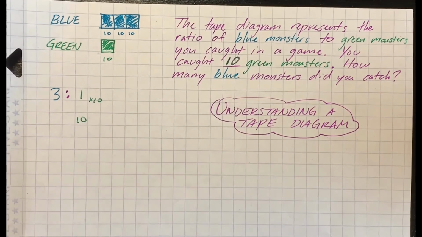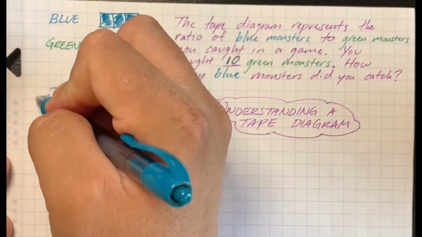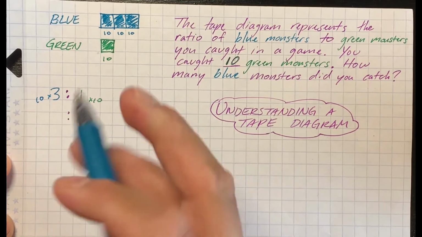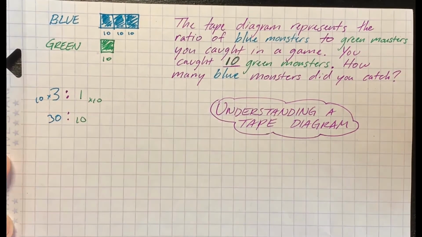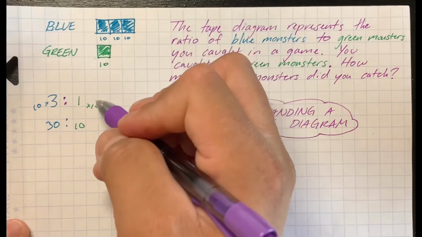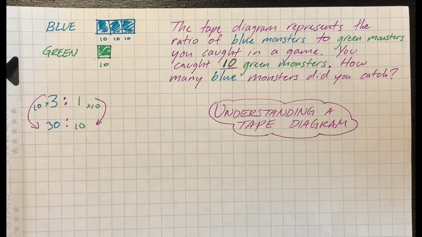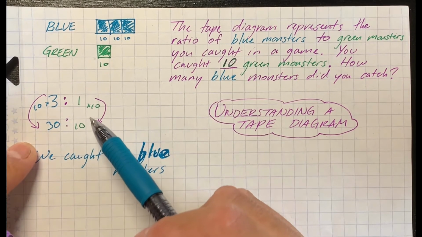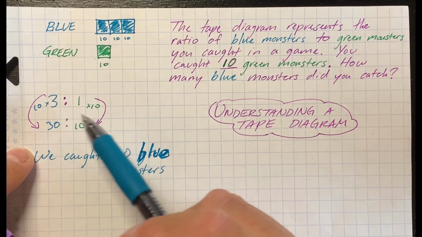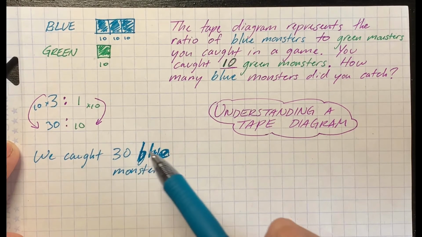And that would mean that we would have to also multiply 3 times 10. Now 3 times 10 is going to be 30. All right, so we're using equivalent ratios here. We multiplied each quantity by 10 using equivalent ratios. So we can say that we caught 30 blue monsters.